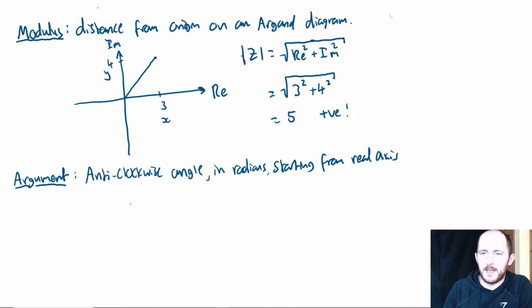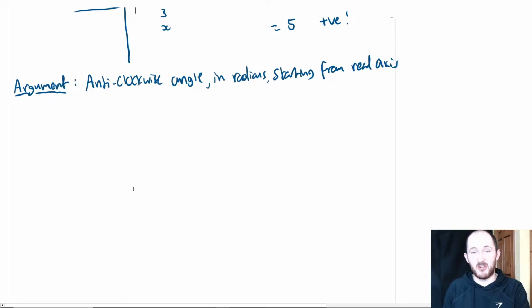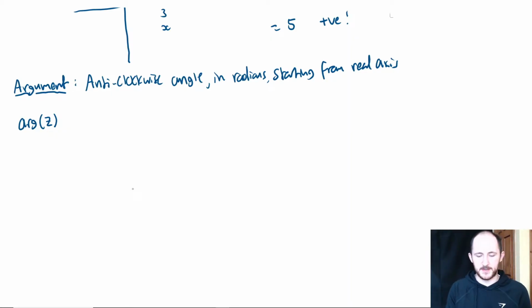So in our diagram here, it'll be that angle, like that. And the notation for this is, honestly, not too bad. It's just arg of your number. So a bit uncreative, but it's not too bad. Normally, the argument is going to be between negative pi and pi.